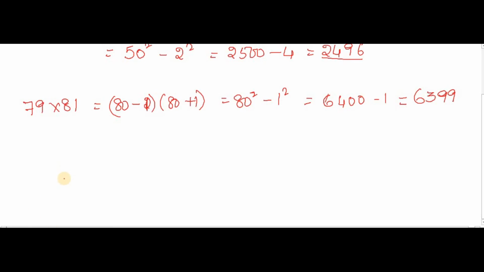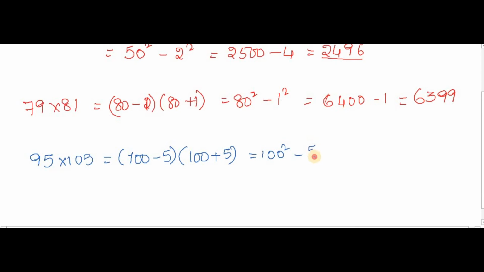In the same way, I'll take a very small example here: 95 into 105, and the difference for these two is 5. 100 minus 5, 100 plus 5. So here 100 square minus 5 square. 100 square is nothing but 10,000 minus 25, 5 square. So the answer is 9,975.